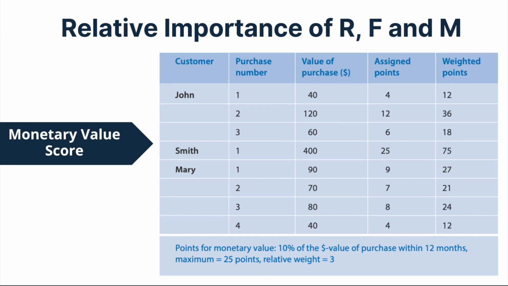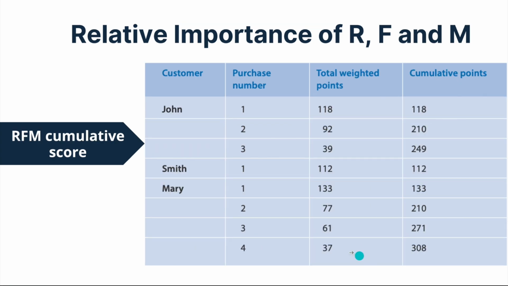And in the monetary value score table, points for monetary value: 10% of the dollar value of purchases within 12 months, maximum equals 25 points, relative weight equals 3. We have a summary table of information of the 3 groups R, F and M above.